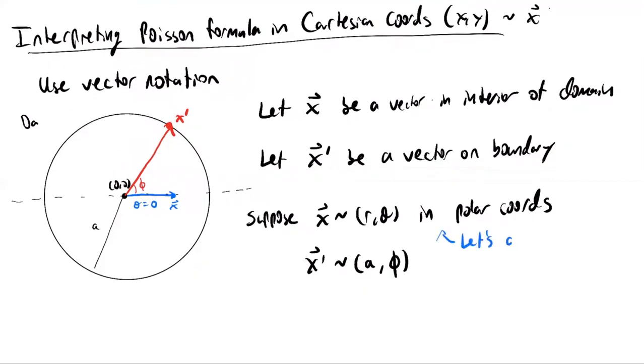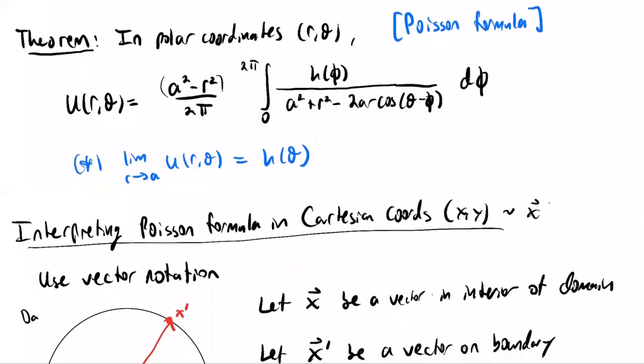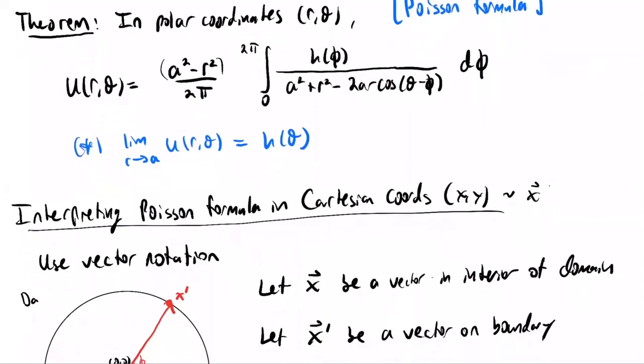Let's assume that theta equals 0 for simplicity. I'll make some comments about how to consider the more general case later on. What we want to do now is come back to this formula and try to interpret it using these coordinates.